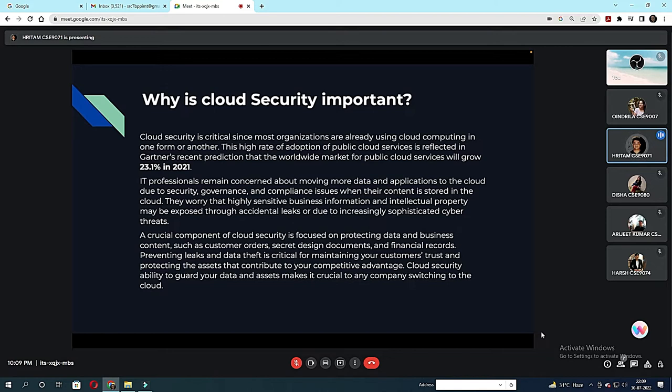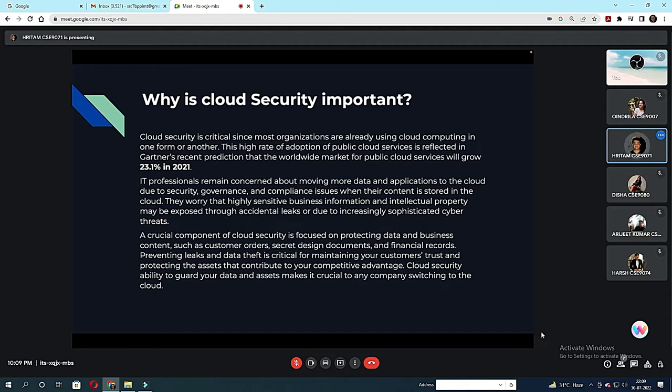Because there is a lot of sensitive data that cannot get leaked. They worry that highly sensitive business information, personal data or intellectual property may get exposed through accidental leaks or due to increasingly sophisticated cyber threats. And next, a crucial component of cloud security is focused on protecting data and business content.